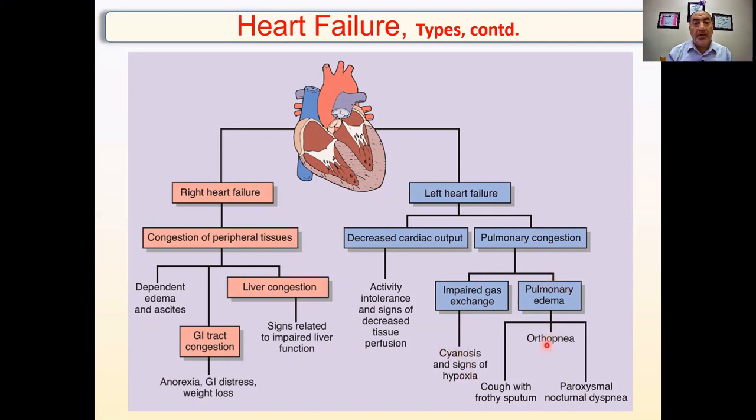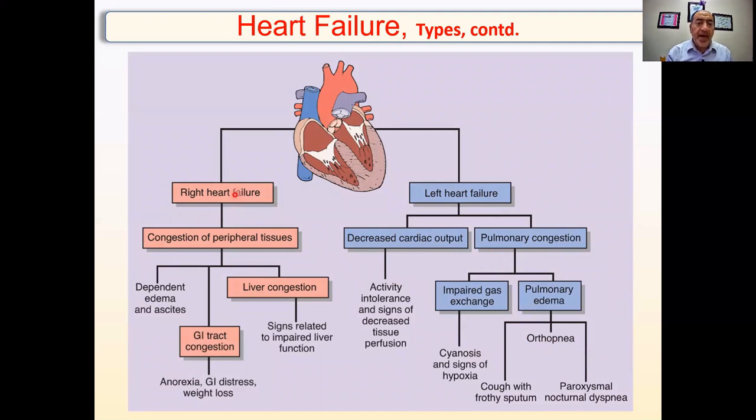Pulmonary edema can cause orthopnea, which is dyspnea or shortness of breath when the patient is lying on a bed or couch. Cough with frothy sputum, because now there is congestion and more fluid in the lungs, so the body, as a reflex, tries to push these fluids out through a cough. And paroxysmal nocturnal dyspnea, which, as we said, occurs at night when we're sleeping, when there is a redistribution to the central circulation, which again will cause more pulmonary congestion and more dyspnea.